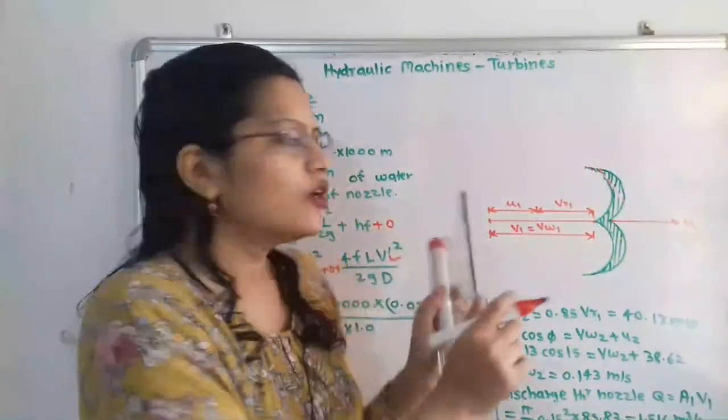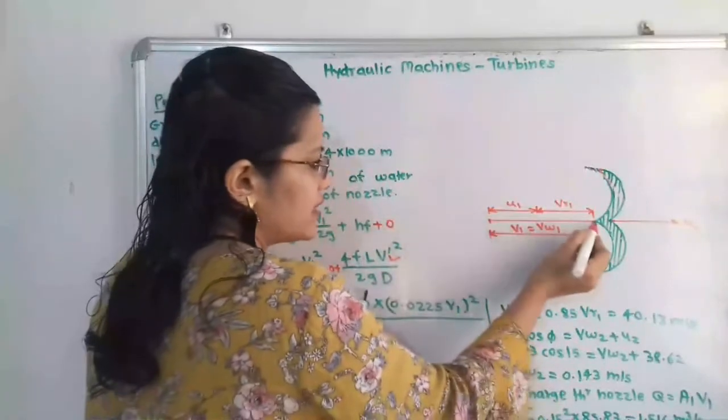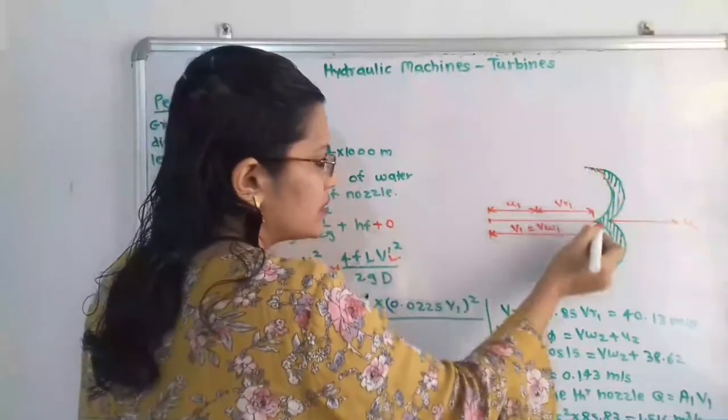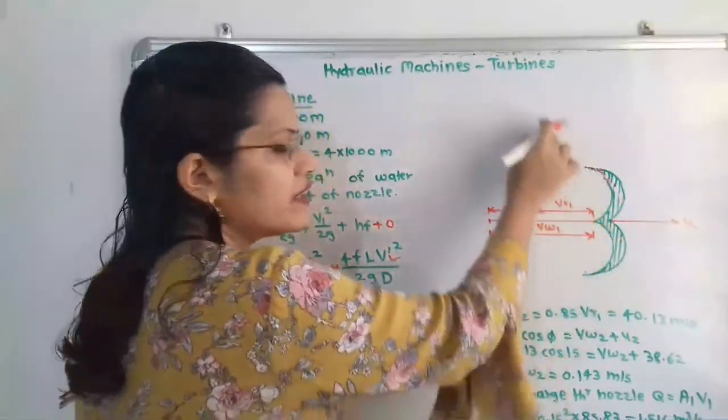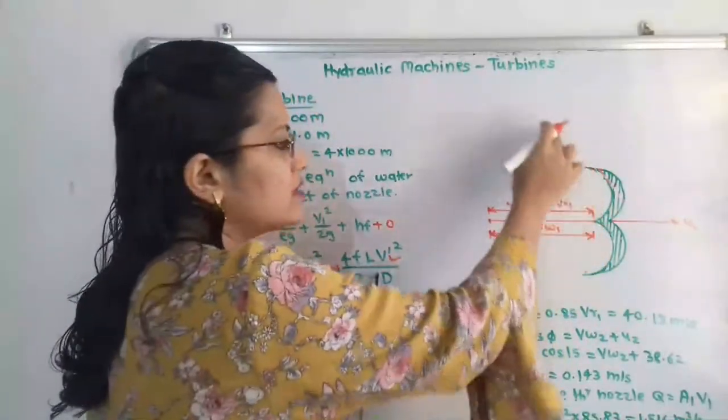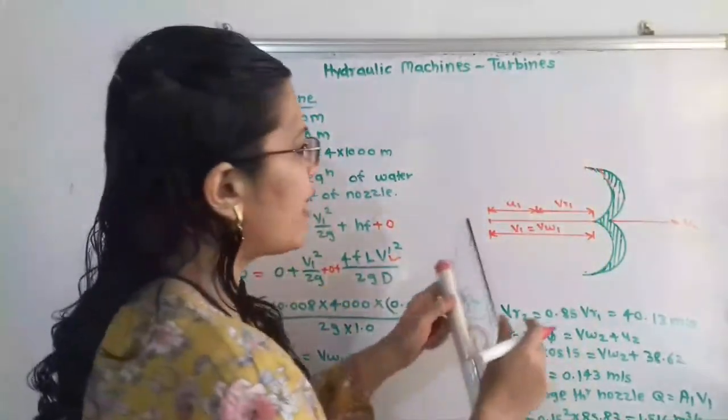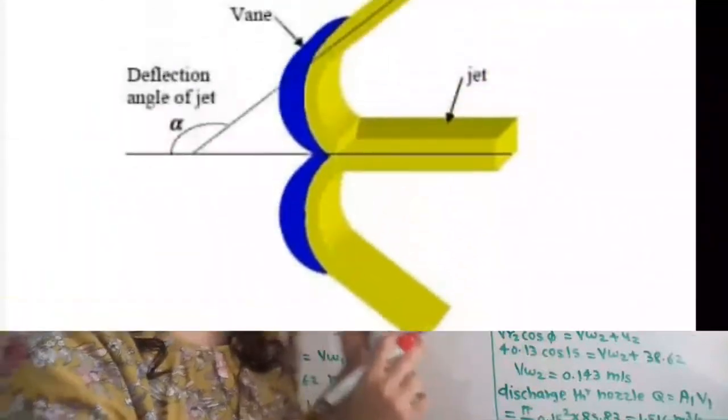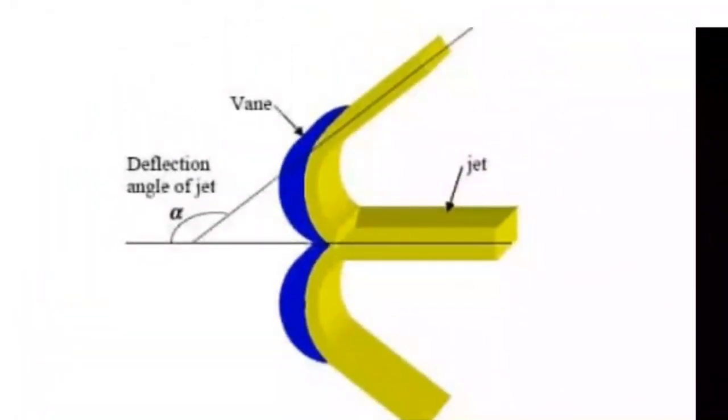Again I will plot the value of VR2. How to plot? When the water strikes at the inlet tip, it glides over this bucket and then moves along this outlet tip. We have to show the direction. What is the direction? If we observe the diagram, the yellow color shows the direction of the jet at the outlet tip. In that direction we have to show VR2. So this is VR2.